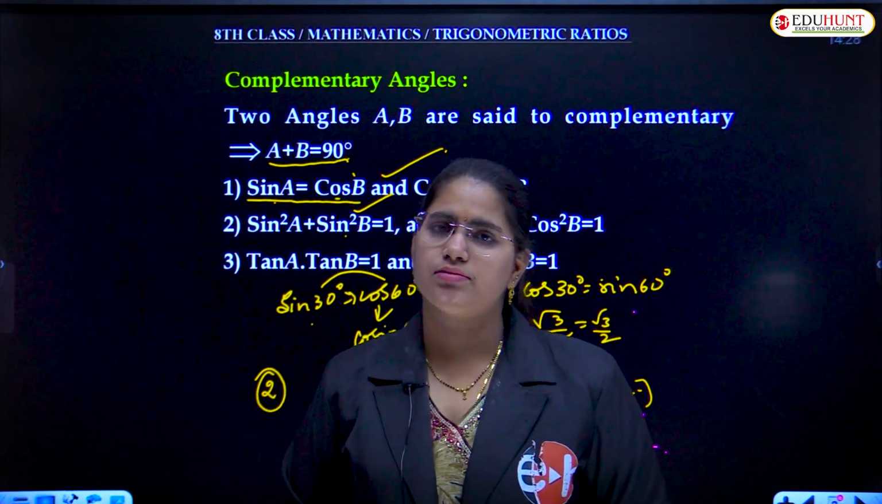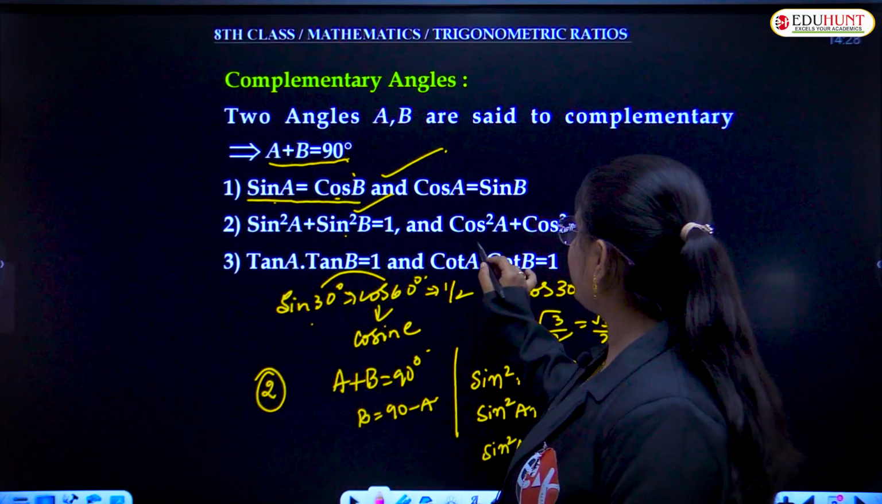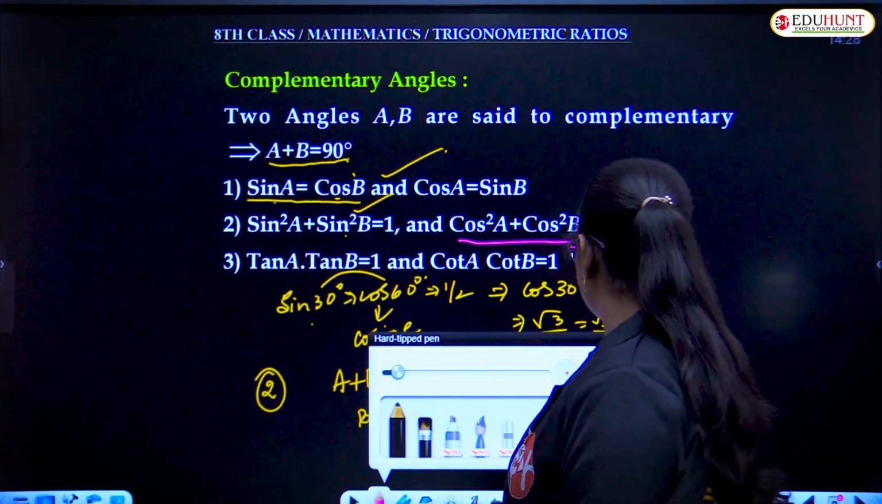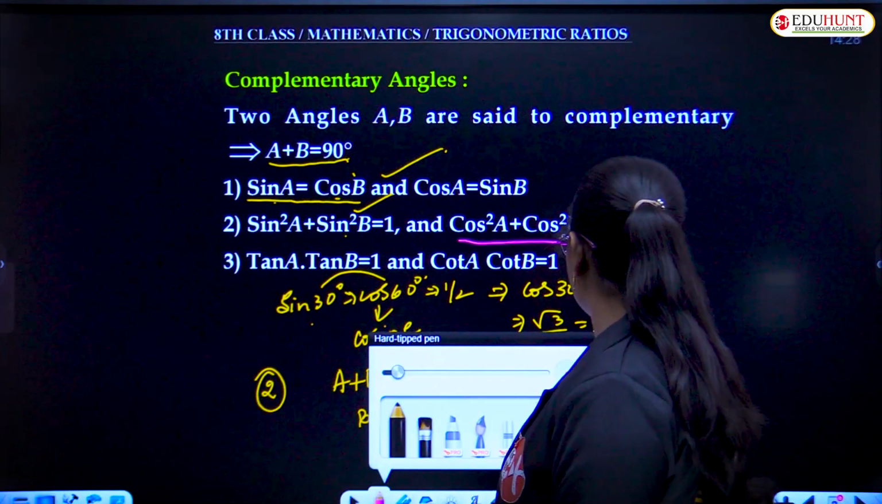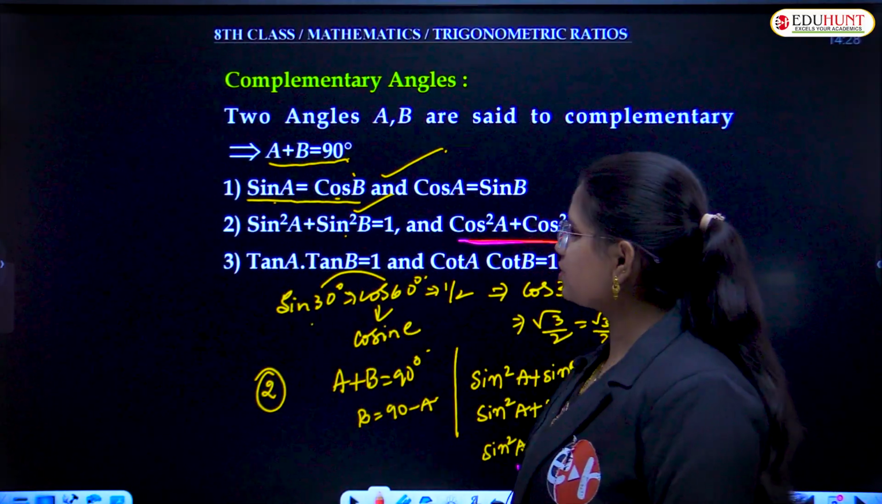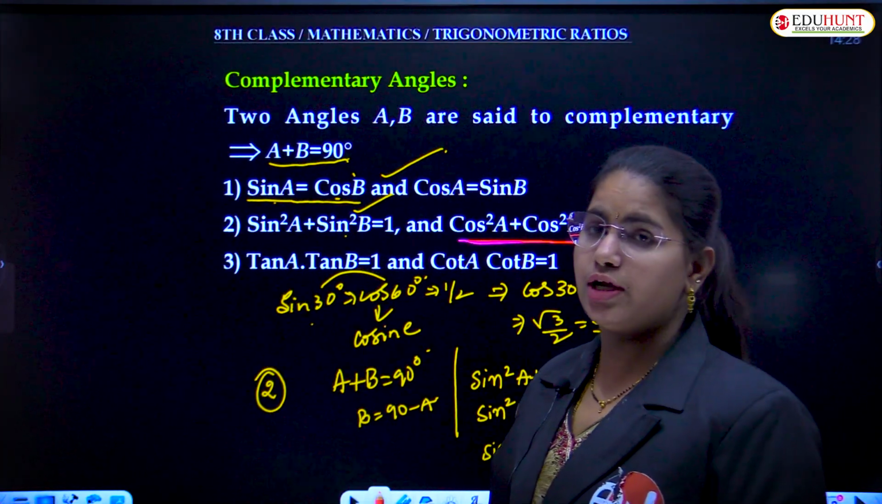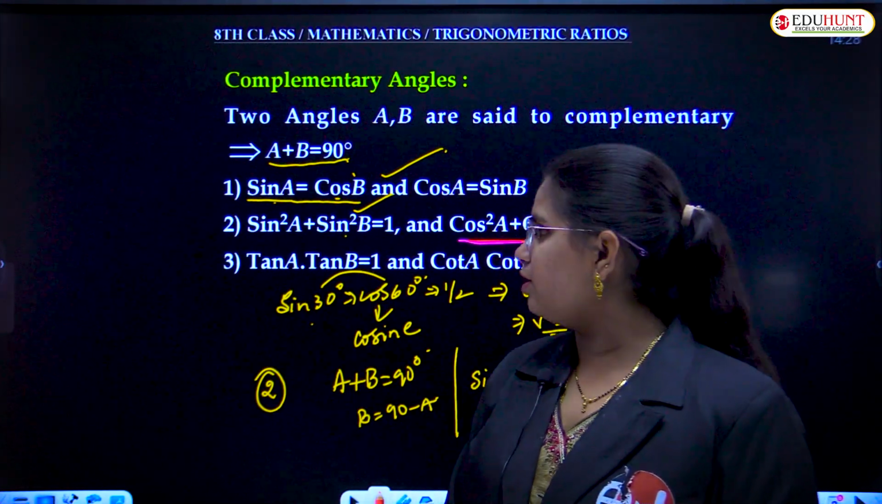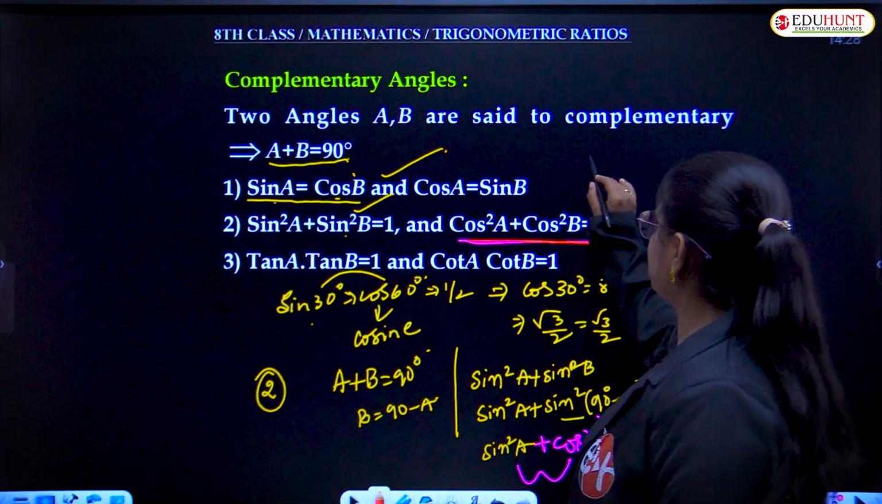Am I clear? Yes. Similarly, you can prove cos square A plus cos square B is equal to 1. This is also equal to 1 whenever you have two angles that are complementary. Now, what is my next task?